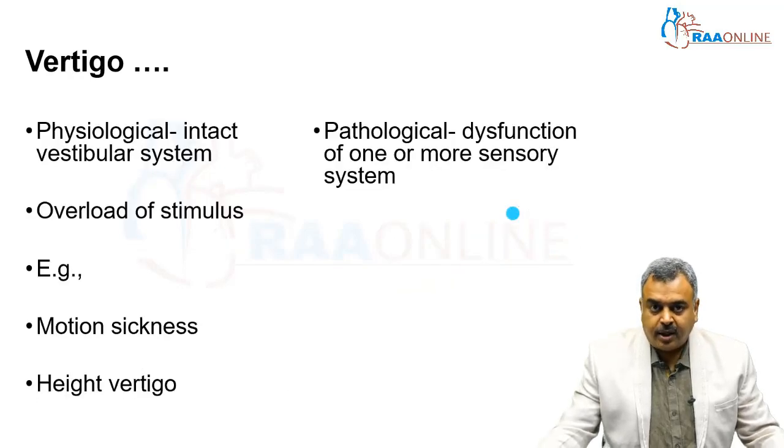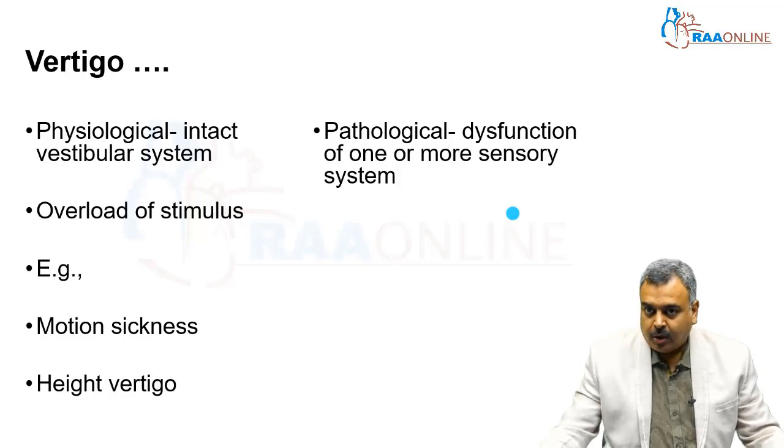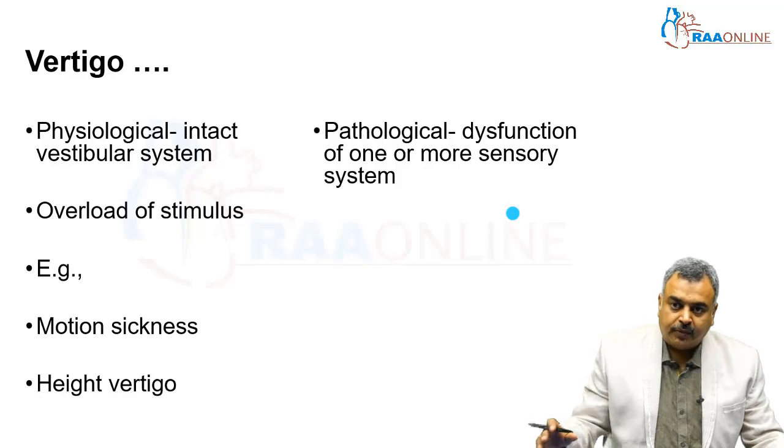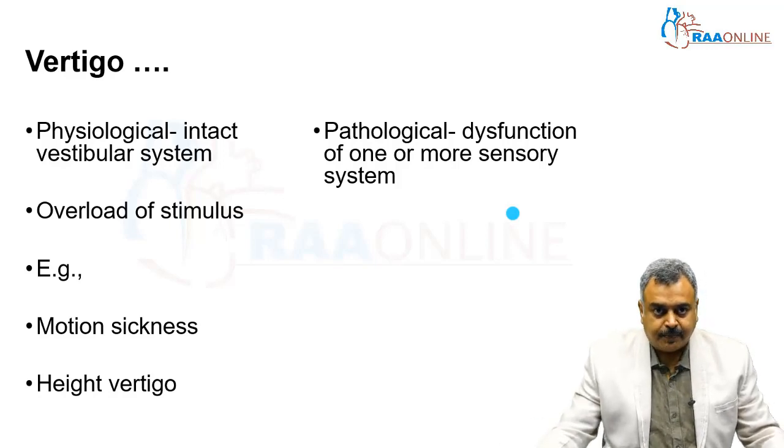So vertigo can be either physiological, where there is an intact vestibular system but there is an overload of stimulus, for example in motion sickness or in height vertigo, or it could be pathological because of dysfunction of one or more of the afferent pathways or the sensory system.